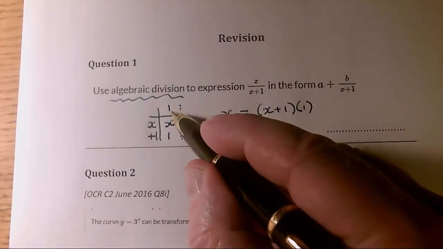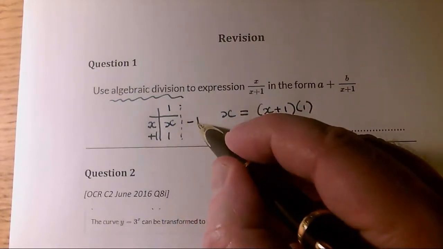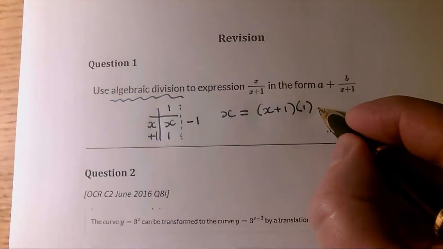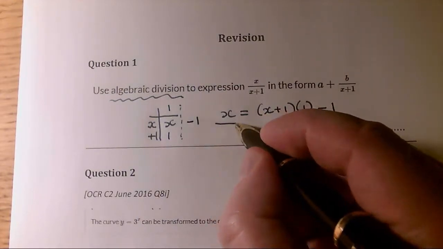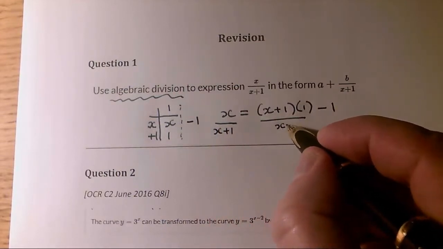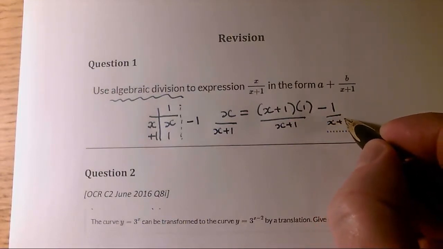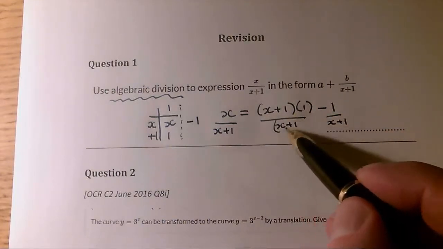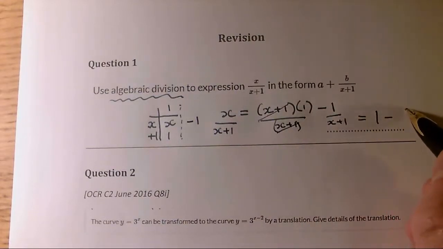But I do have to think about the remainder. I want no constant. I've got a 1, so I need a remainder of minus 1. So x equals x plus 1 times 1 minus 1. And if I divide this through by x plus 1, everything divides by x plus 1. So this x plus 1 cancels, and I end up with 1 minus 1 over x plus 1.